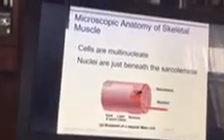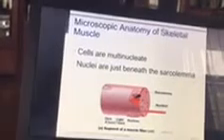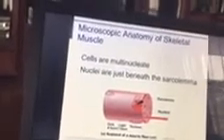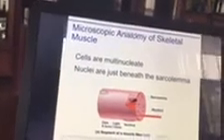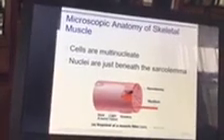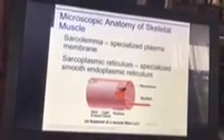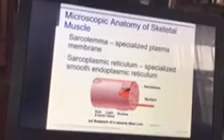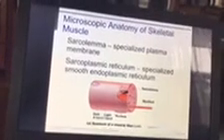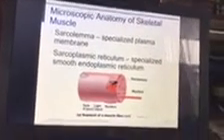Microscopic anatomy of skeletal muscles. Cells are multinucleate, which means they have more than one nucleus. Nuclei are just beneath the sarcolemma. The sarcolemma is a specialized plasma membrane. The sarcoplasmic reticulum is a specialized smooth endoplasmic reticulum.